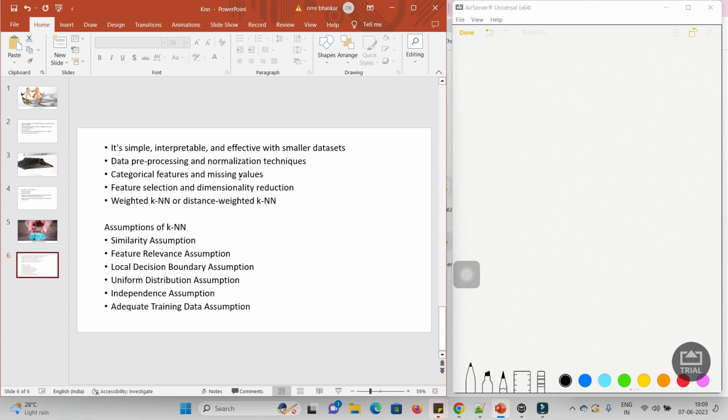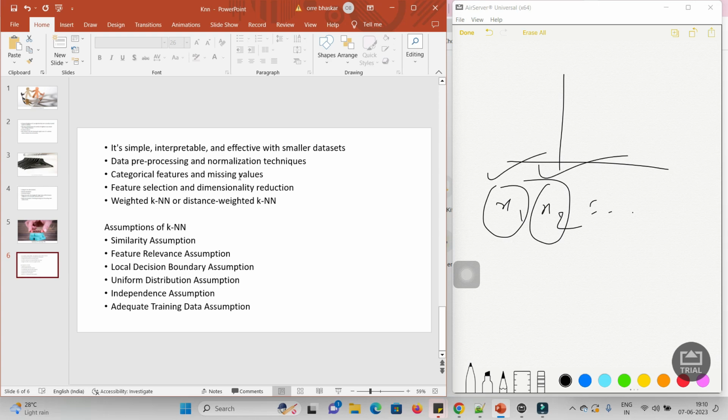Next assumption, independence assumption. KNN assumes that features used for classification or regression are independent of each other. This assumption implies that correlation or dependence between the features is not explicitly taken into account by the algorithm. That means if you have features x1, x2, and so on, they should be independent of each other. That means x1 is independent of x2 and x2 is independent of x3. They are not dependent. That's what this assumption is.